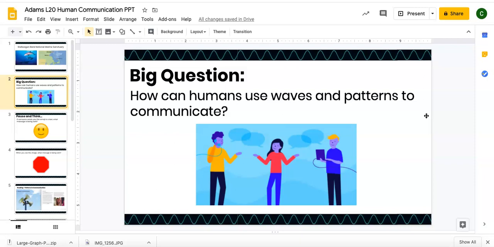And we also use patterns to communicate. Sometimes these patterns we see them every day, but we don't realize that they're actually patterns. So we're going to sort of get into that, like what do those patterns look like? How do we use waves to communicate with one another? I'm sure just using this image and off the top of your head, you could think of a lot of different ways that we communicate with each other.